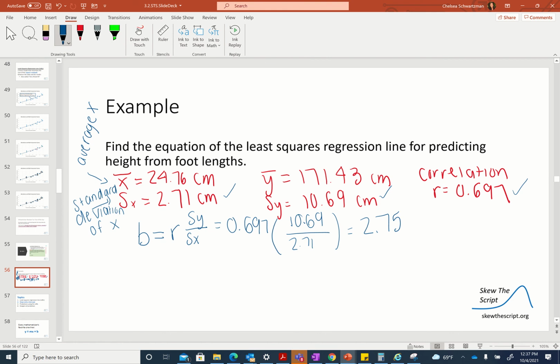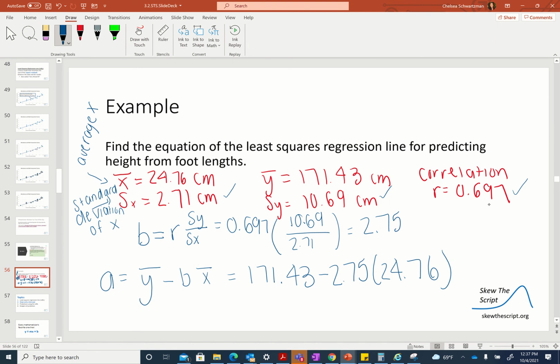Our least squares regression line now needs a y-intercept, which we can find by doing a equals the average of y minus the slope times the average of x, which is 171.43 minus 2.75 times 24.76. And that equals 103.34.